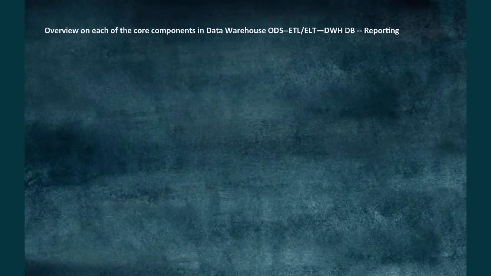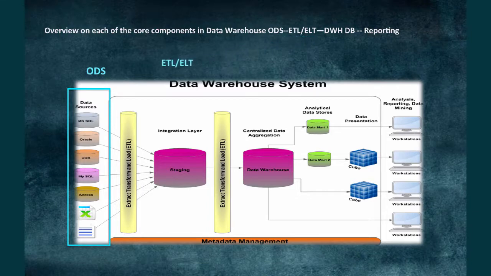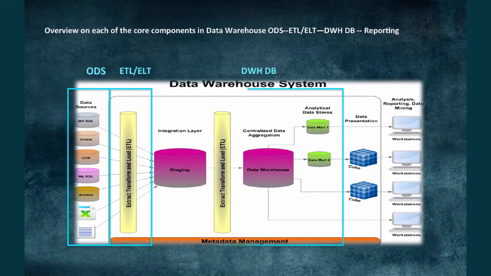Let's see an overview on each of the core components in Data Warehouse. In a data warehouse, we have ODS, which stands for Operational Data Source. This is where everyday business transactions are stored. We have ETL, or ELT, which stands for Extract, Transform, Load, or Extract, Load, Transform. We have Data Warehouse Database, which consists of a staging area, target area, and DataMarts. We have a reporting layer, which uses the data in the warehouse database to analyze the data and patterns and generate the reports.